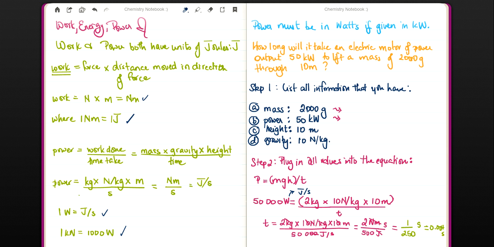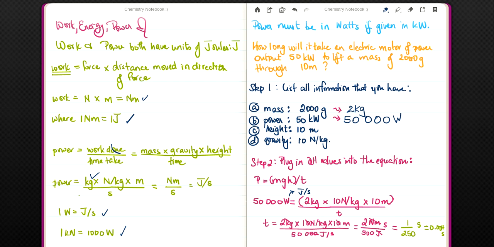First, you have the mass, which is 2,000 grams. And remember, we have to put it in kilograms, right? Since 1 kilogram is equal to 1,000 grams, you're going to have it as 2 kilograms. And power must be in watts. Since 1 kilowatt is equal to 1,000 watts, we're going to have 50,000 watts. And everything else is all fine. So we got the kilograms, we got the watts.